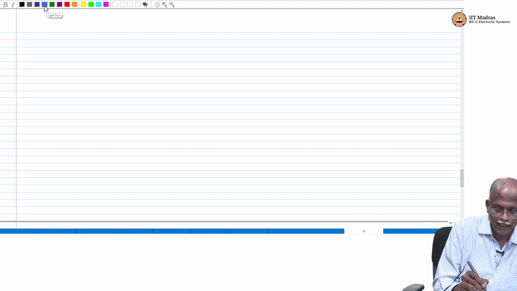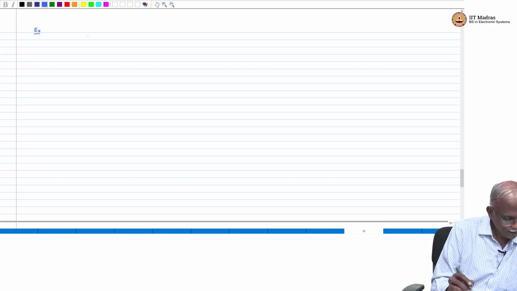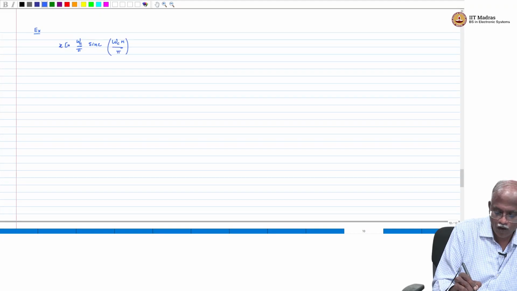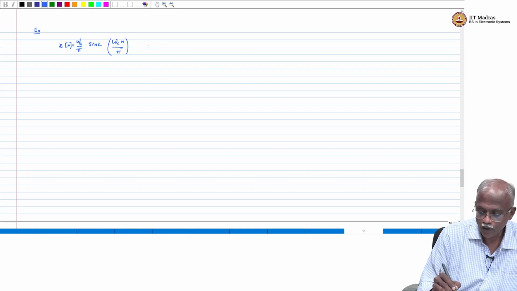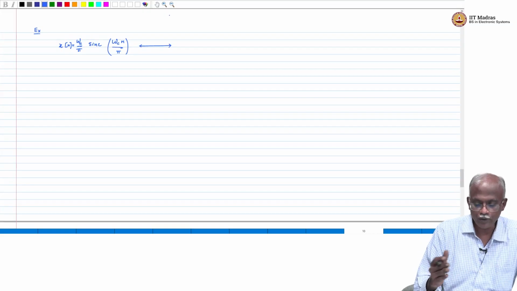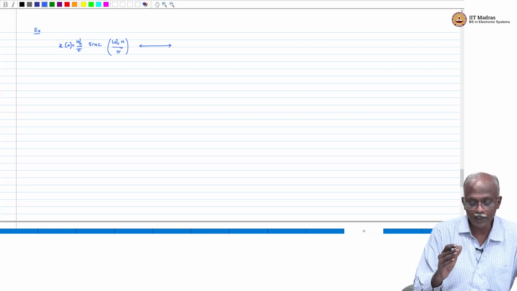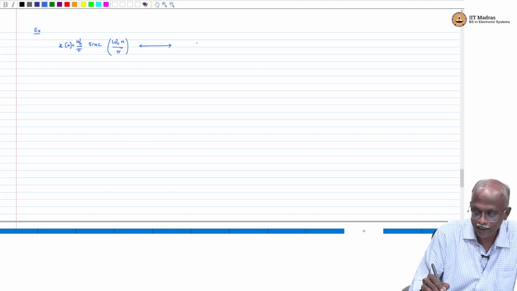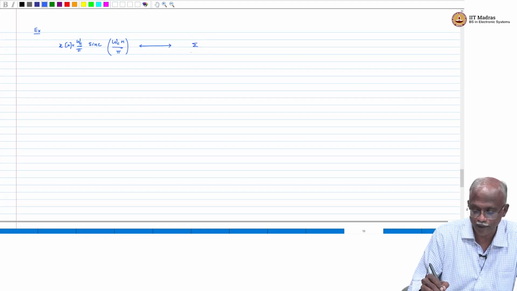So, let us start with an example. We know that the following sequence, omega c by pi sinc of omega c n by pi, if this is x of n, has a discrete time Fourier transform which we have just now derived. This is a sequence that does not satisfy absolute summability, but square summability is satisfied. It is given by a rectangular function in the frequency domain.